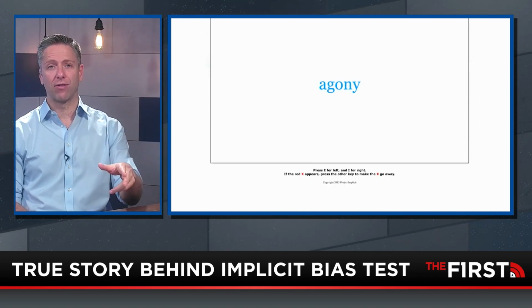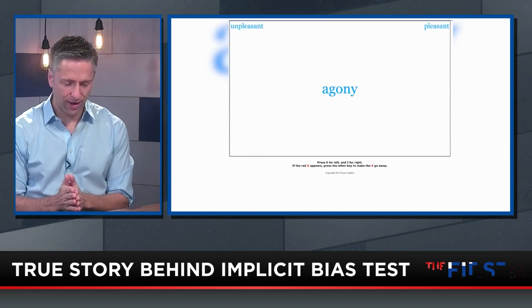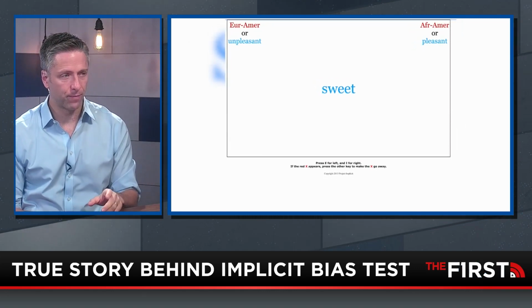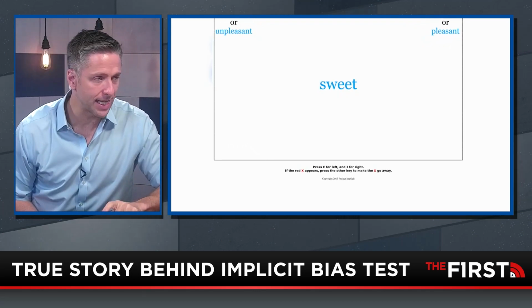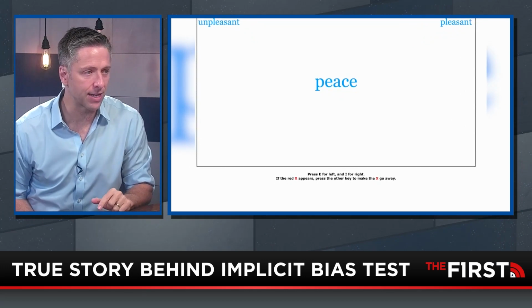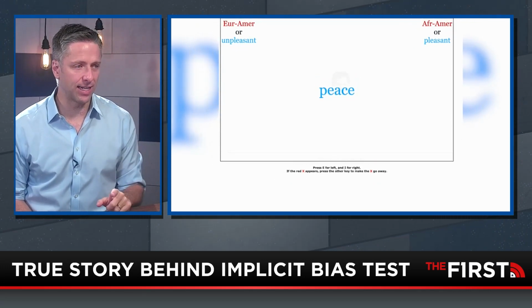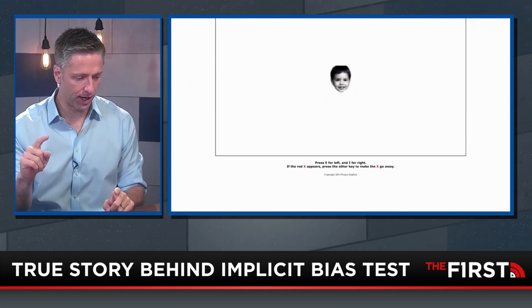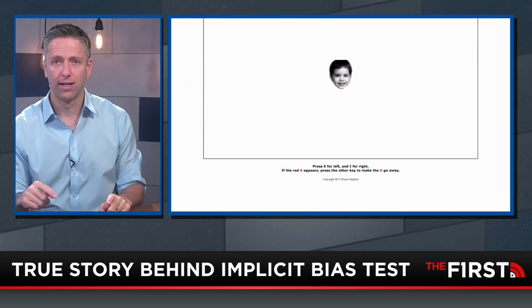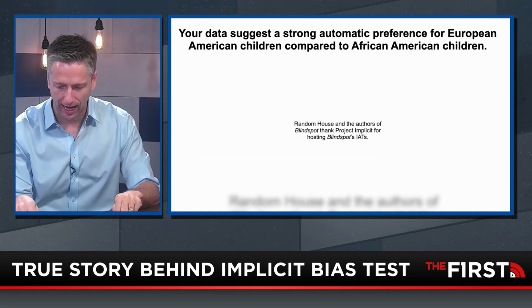There's 7 rounds, okay? And you're faced with screens like this. The first round, you only have good words and bad words. So if you come up with a good word, you press the E key with your left hand. Like sweet, boom, you press E. Peace, that's a good word, E. I saw agony a second ago. It's a bad word, so you press I. So you just do that for like a minute. Good word pops up, you press E. Bad word pops up, you press I.